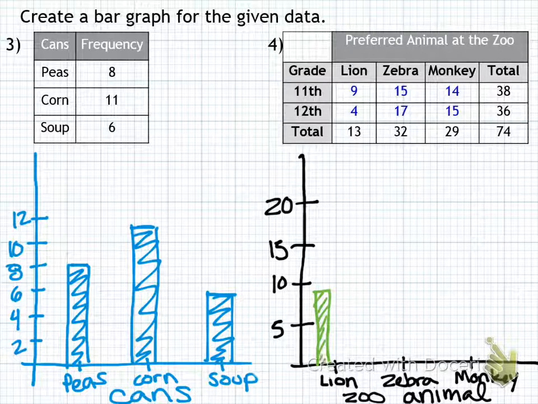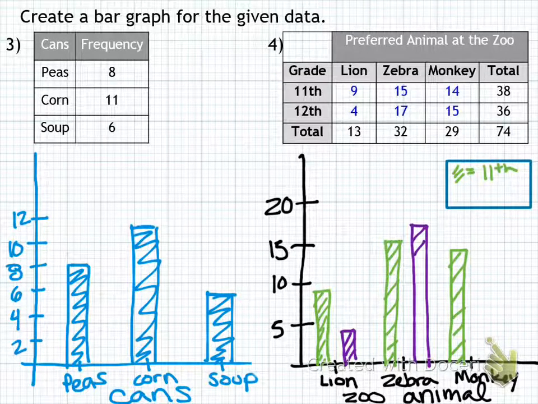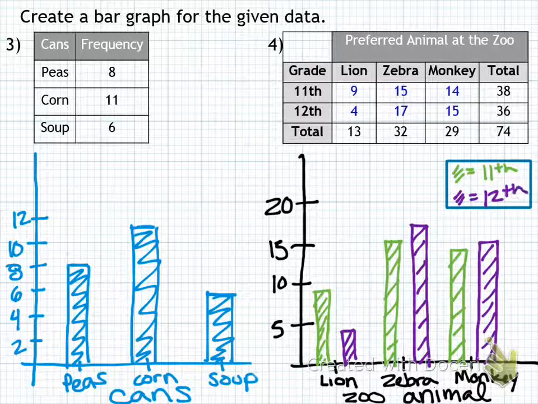For females who preferred lions, there was 9. Females that preferred zebras, there were 15. And females that preferred monkeys, there were 14. Then in my key, I want to make sure I show that that's 11th grade. Oh, sorry, it's 11th grade, not females. I misspoke. So the 11th grade is in green, and then 12th grade here in purple. There were 4 that preferred lions, 17 preferred zebras, and 15 preferred monkeys. So that's the graph that I would have from this data.